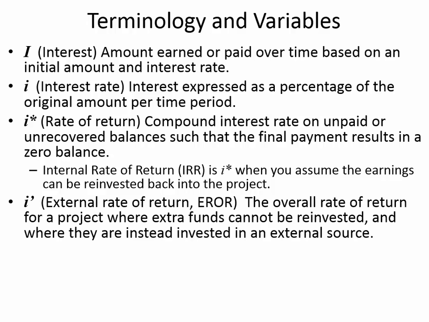The external rate of return is when we have some outside reinvestment rate. So when the assumption for the internal rate of return, that the earnings can be reinvested, isn't true, that's when we calculate the external rate of return. And in your textbook, the way they assign a variable to that is with i prime.